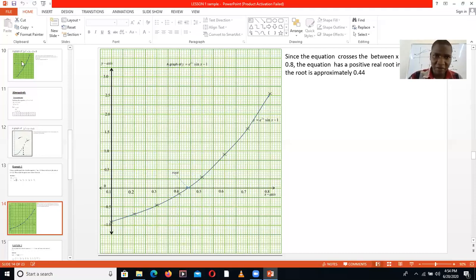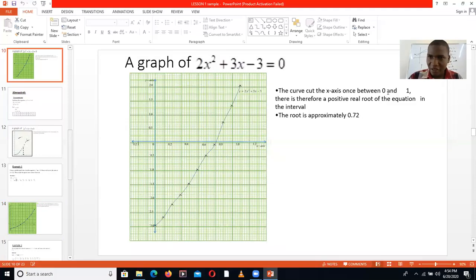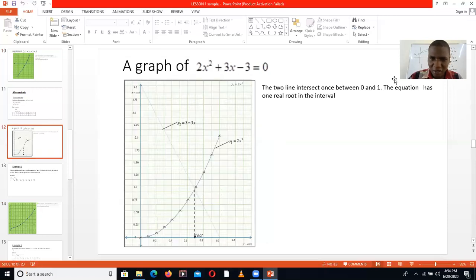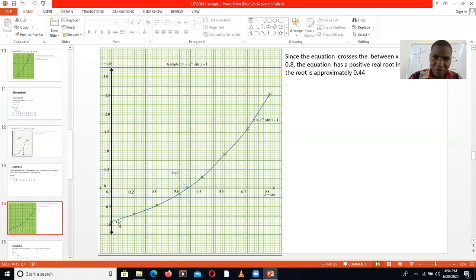If you look at the previous graph also, they said 0 and 1. My x-axis starts at 0. This one, they said 0 and 1, I started from 0. Here they're saying 0.1 and 0.8, I started from 0.1. So the minimum value of the domain given gives you the starting value of the x-axis. Here we're interested in the point at which the curve crosses the x-axis. So that means that the y-axis should start from 0.